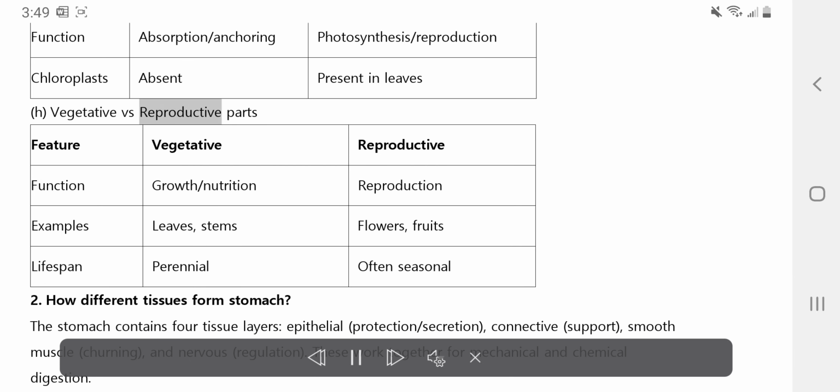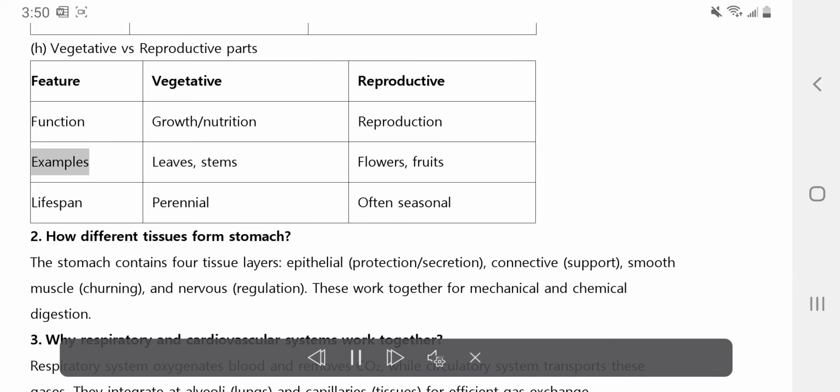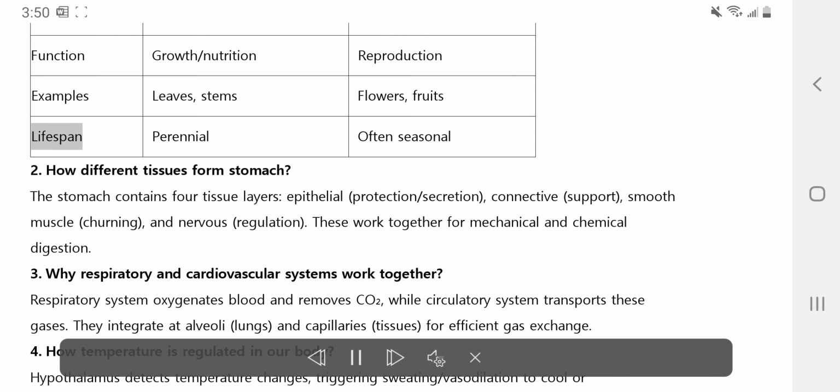Vegetative versus reproductive parts. Feature. Vegetative. Reproductive. Function. Growth/nutrition. Reproduction. Examples. Leaves, stems. Flowers, fruits. Lifespan. Perennial. Often seasonal.